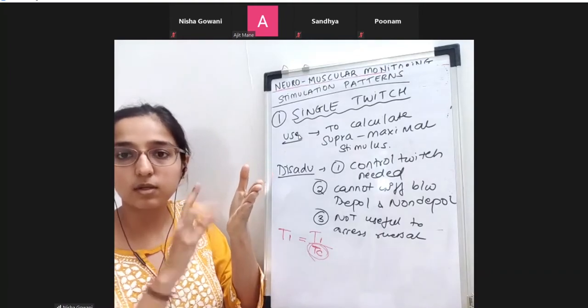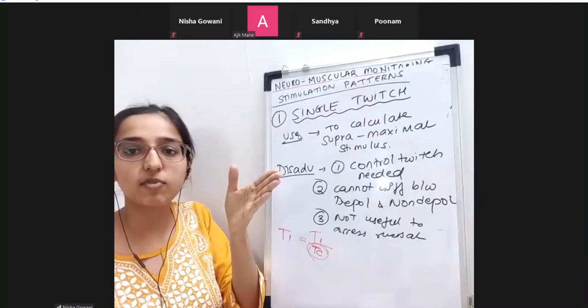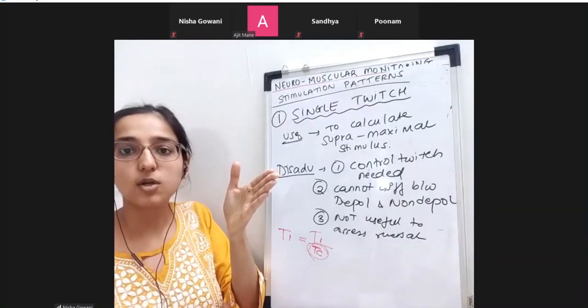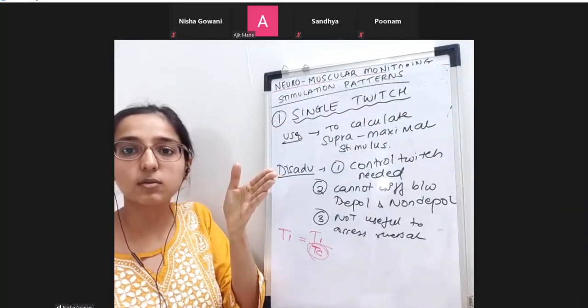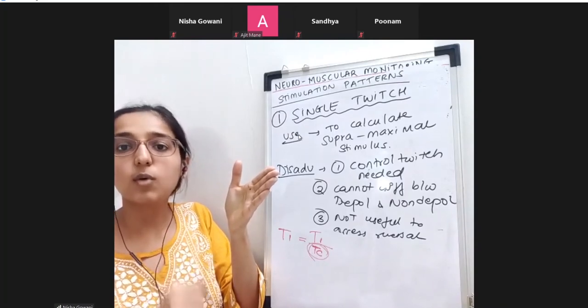Okay. Yes. That is how TOF looks. TOF looks like this: 1, 2, 3, 4. So if the starting one is nice, 2, 3, 4 are less.